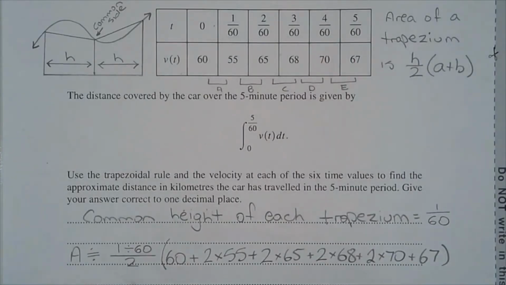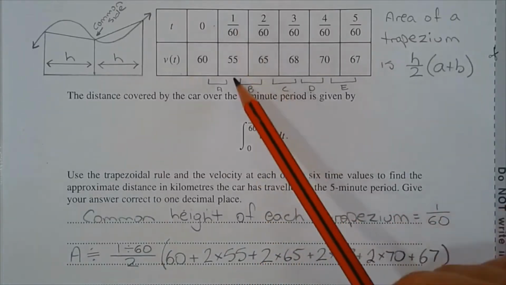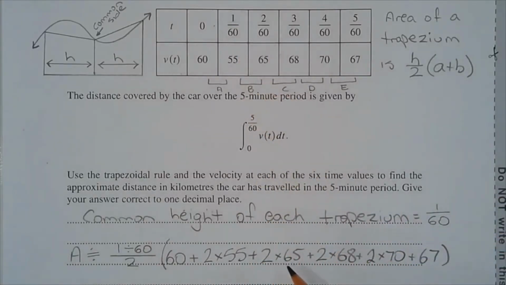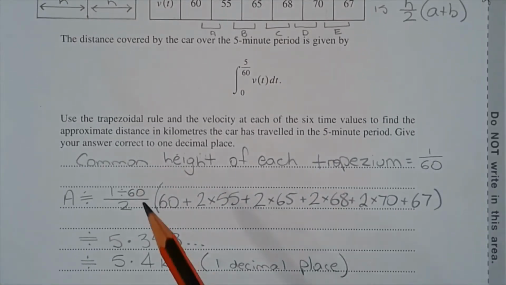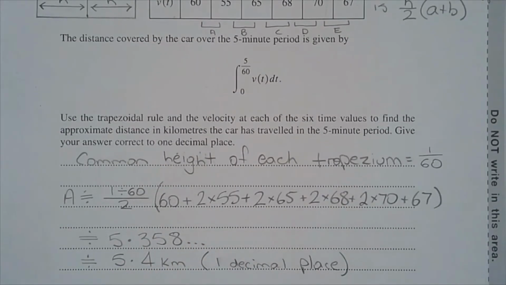Now the area is approximately equal to h over 2, so h is 1 divided by 60, and divide that by 2, outside of 60 plus 2 multiplied by 55, since that is one of the common sides, plus 2 multiplied by 65, plus 2 multiplied by 68, plus 2 multiplied by 70, plus 67. And that's approximately equal to 5.358, and rounded to 1 decimal place, that's approximately equal to 5.4 kilometers, correct to 1 decimal place.